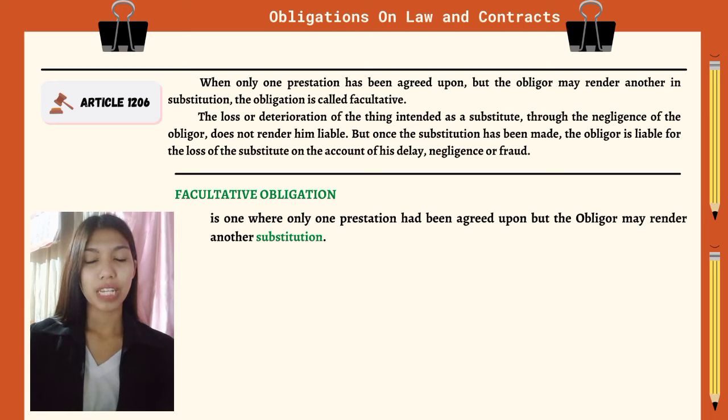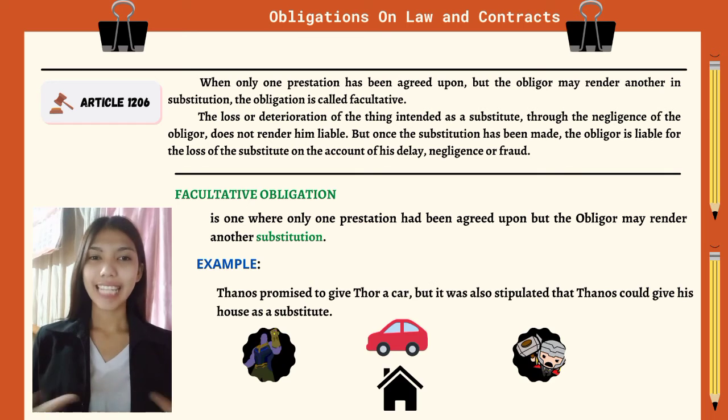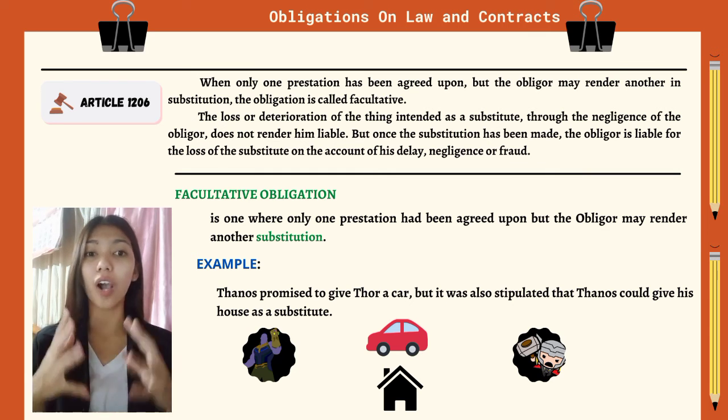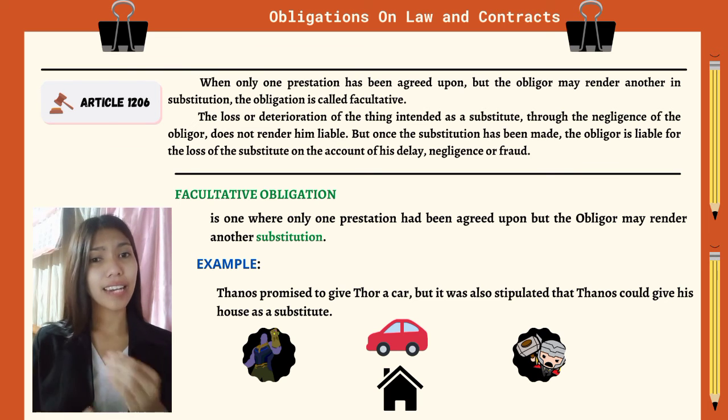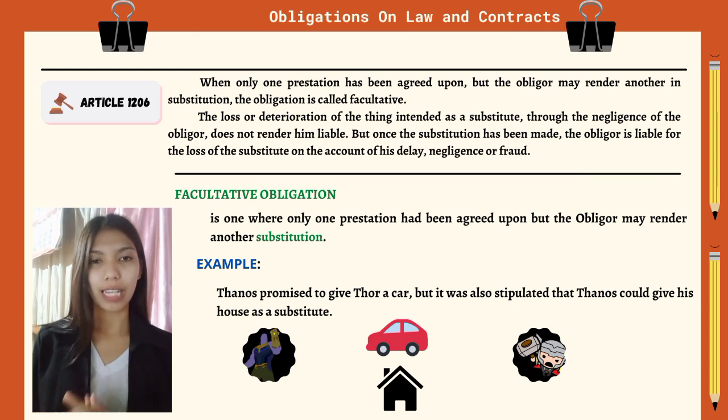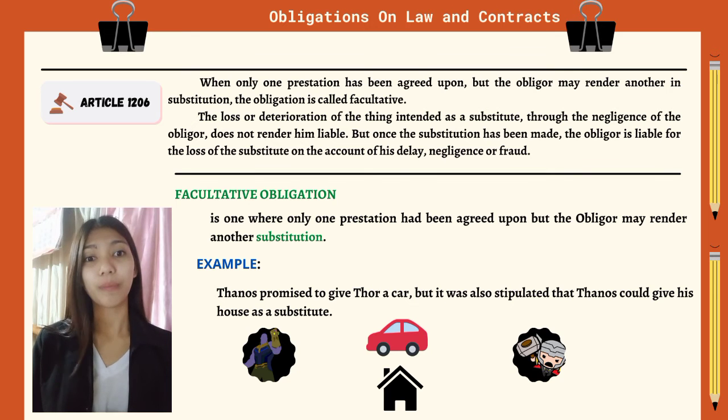So, Article 1206 actually defines facultative obligation. Facultative obligation is when only one prestation has been agreed upon, but the obliger may render another in substitution. Example, Thanos promised to give Thor a car, but it was also stipulated that Thanos could also give his house as a substitute. So in this obligation, only the car is due. Dili apila na ang house since ang house kay substitute lang siya. So if the loss of the car is through the fault of Thanos, then Thanos will be liable.